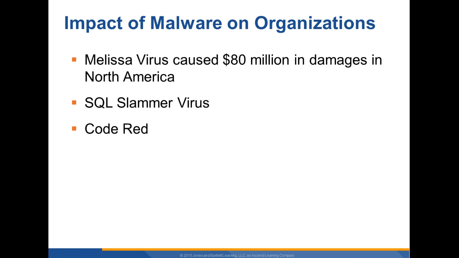The impact of malware on organizations. The Melissa virus, which was quite some time ago now, caused $80 million in damages in North America. The SQL Slammer virus caused $1 billion in damages and made Bank of America ATMs unavailable. Continental Airlines flights were delayed or canceled because of this. Code Red infected 300,000 plus computers in a denial of service attack, and Cisco DSL routers stopped forwarding traffic.